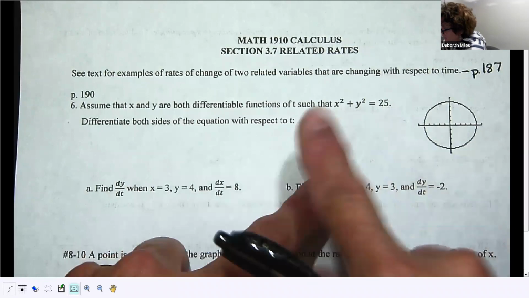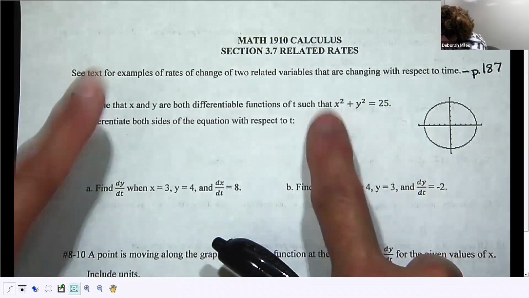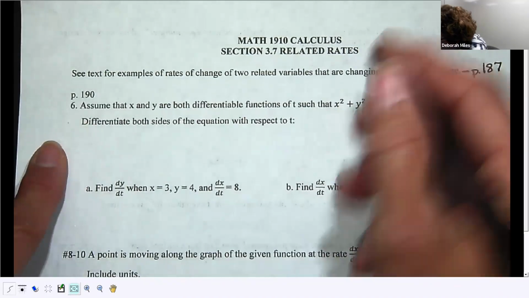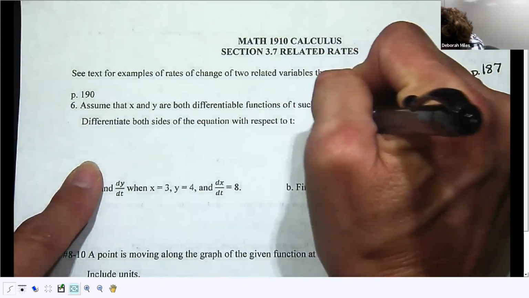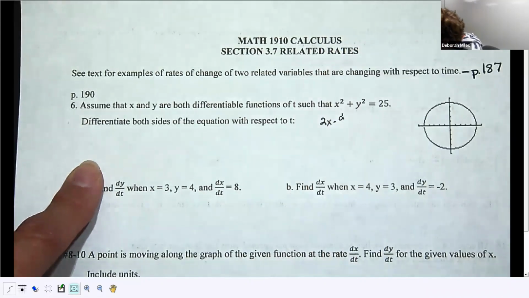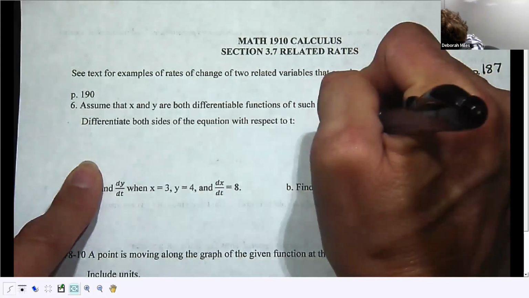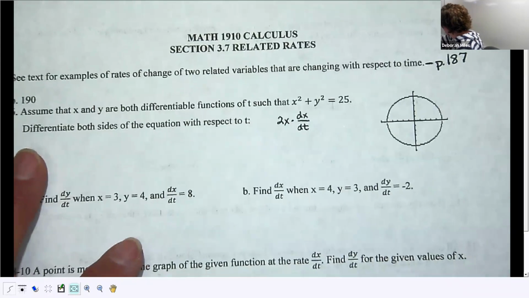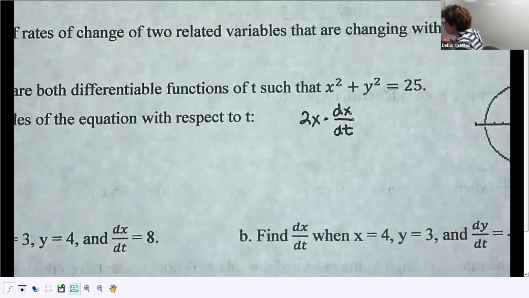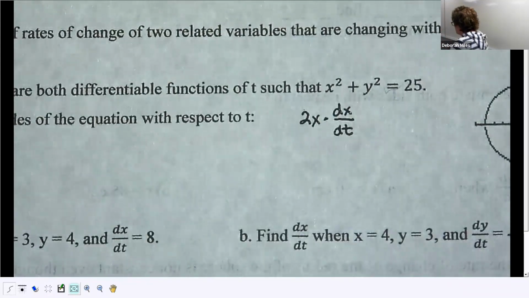For example, when we differentiate both sides with respect to time, the derivative of x squared is 2x, and then because x is some function of time, we have to have dx over dt. It's not sufficient just to say x prime. We need to show what we're differentiating with respect to.